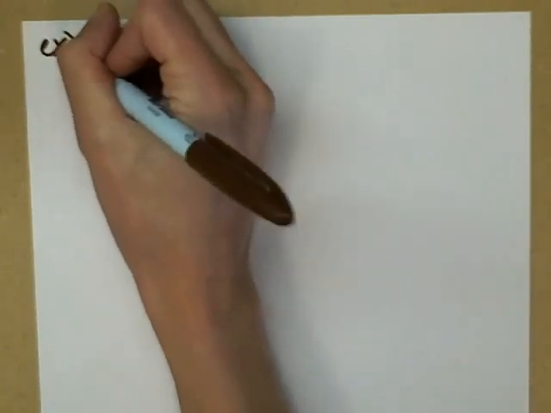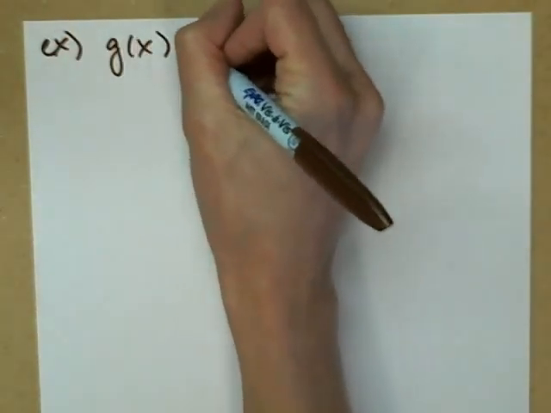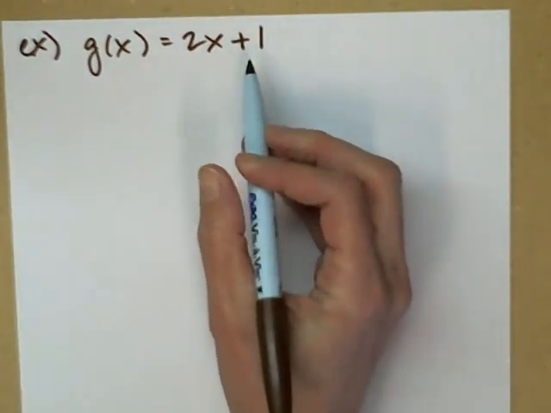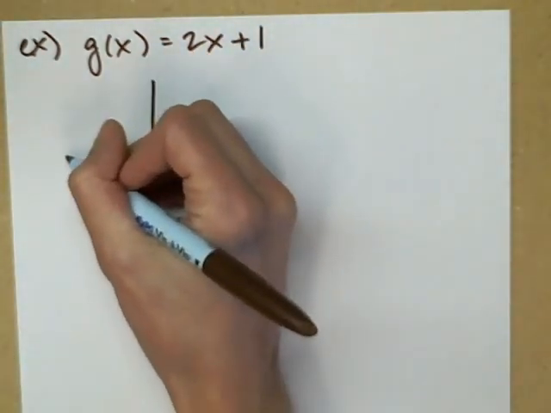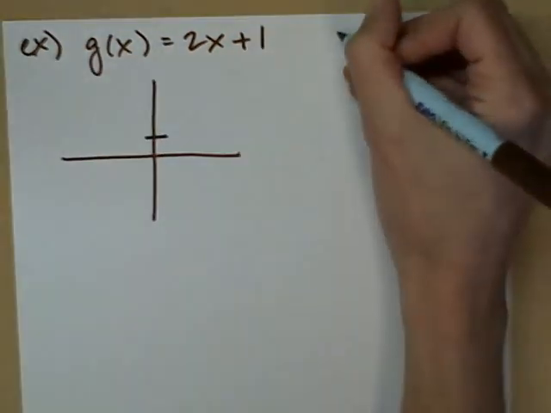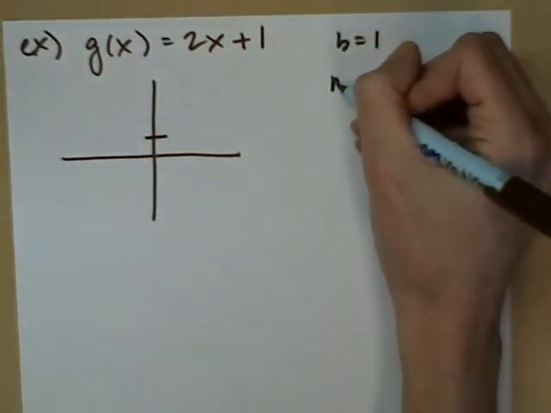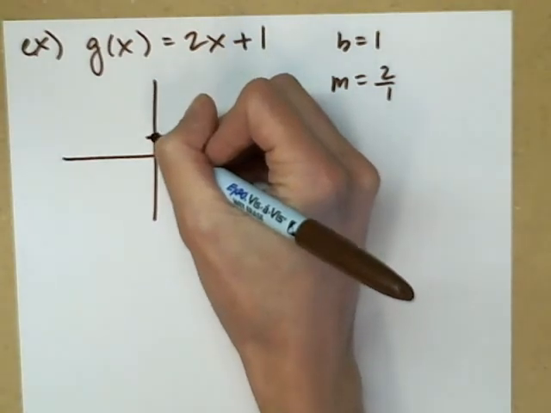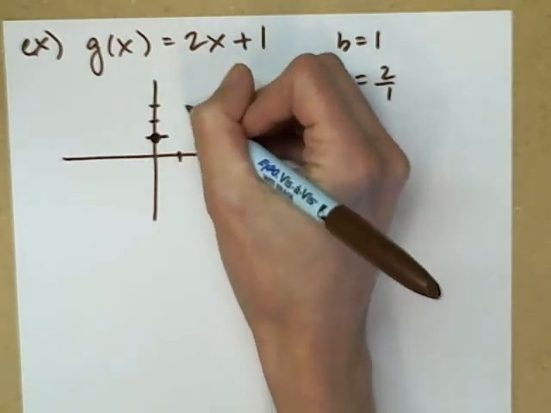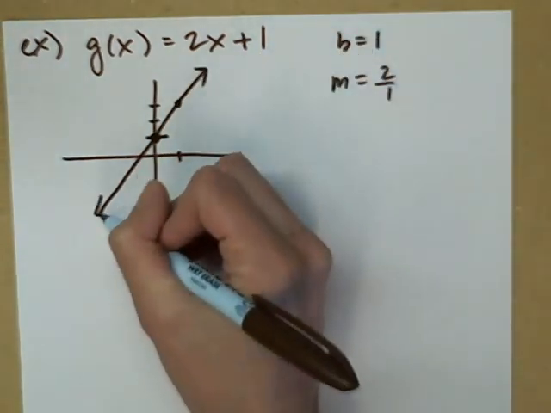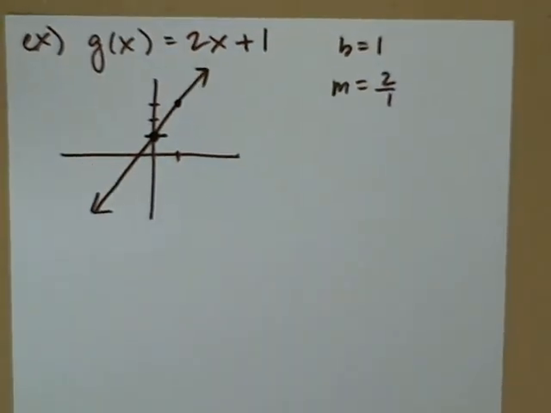Okay, so let's look at an example. Let's take a look at g of x is equal to 2x plus 1. This is a linear function. It's really nice to take a look at the graph. It has a y-intercept of 1, so b is equal to 1, and my slope is 2, so we'll think of that as 2 over 1. So to get to a second point, I need to go up 2 over 1. That gives me a second point, and I can draw the graph of this function.